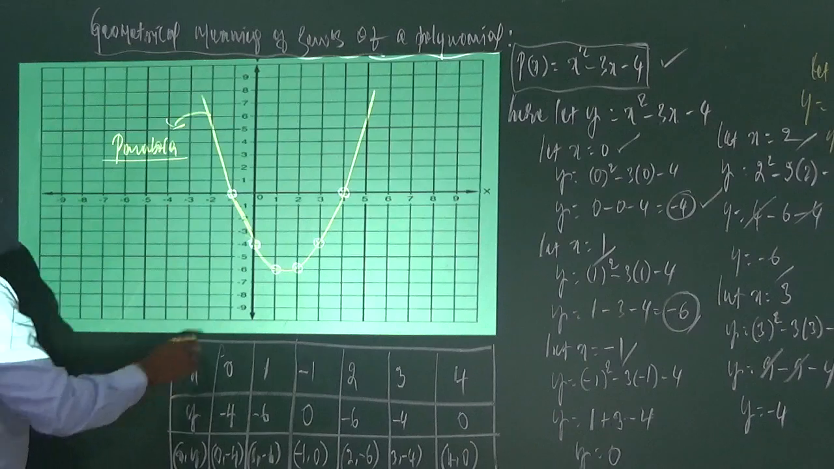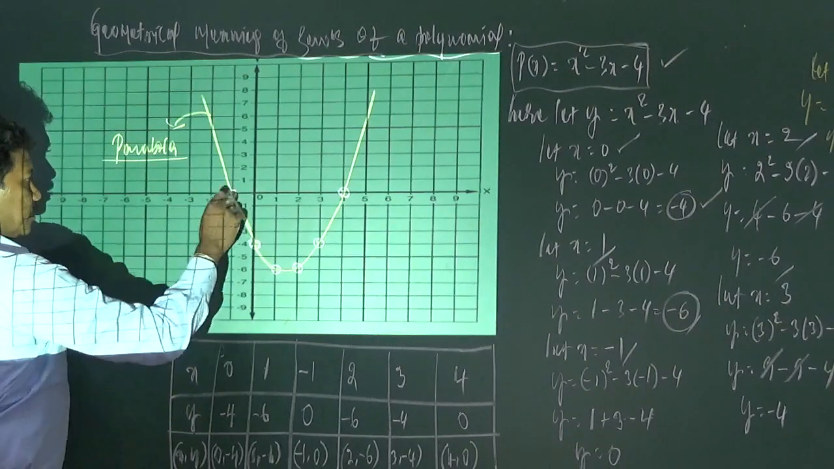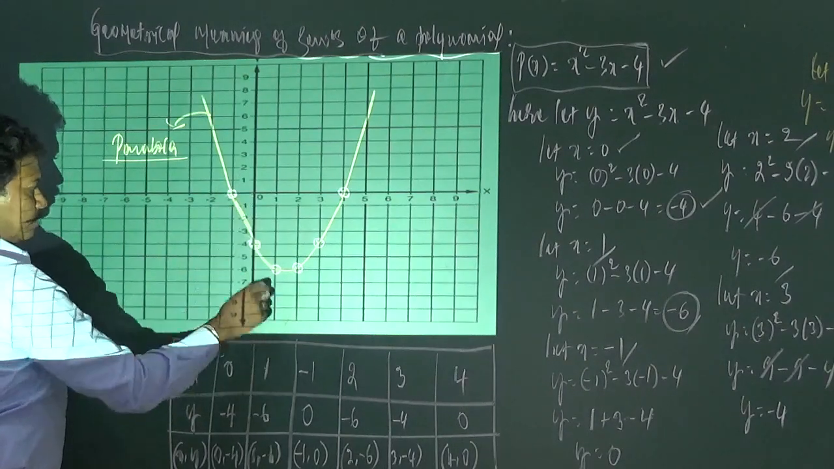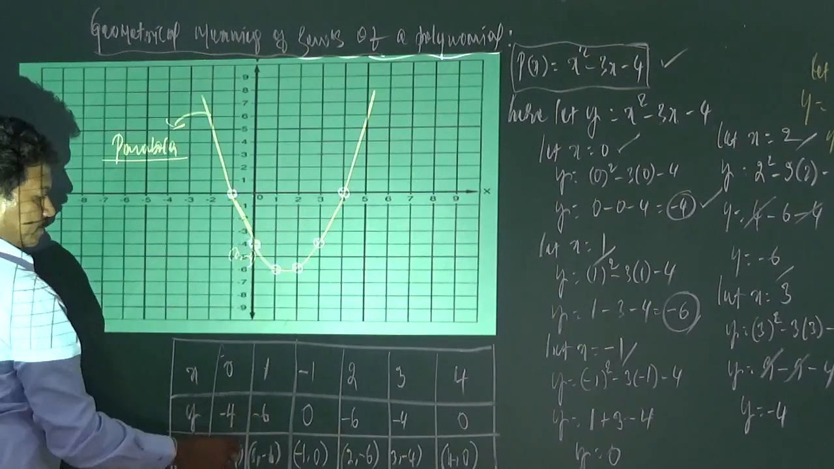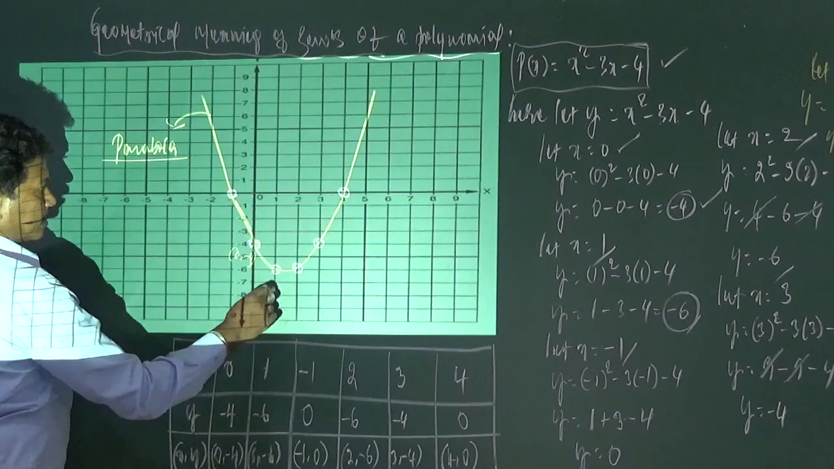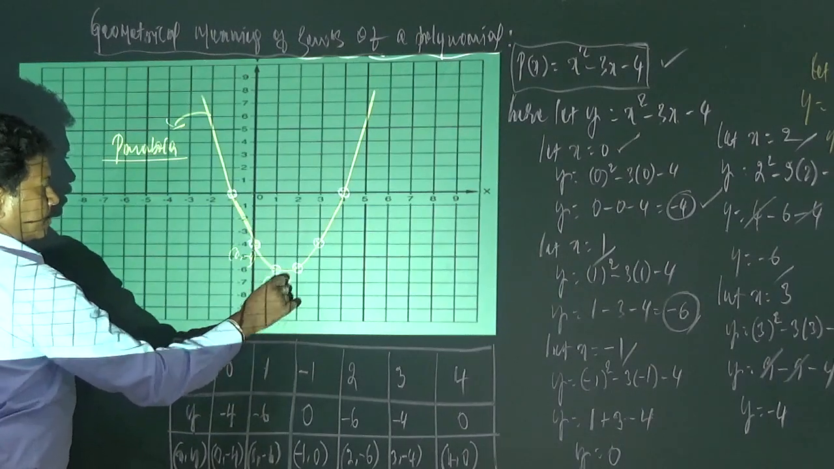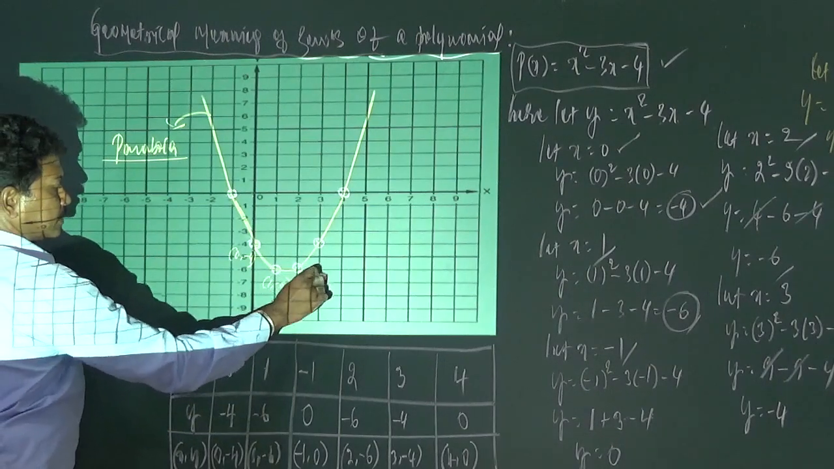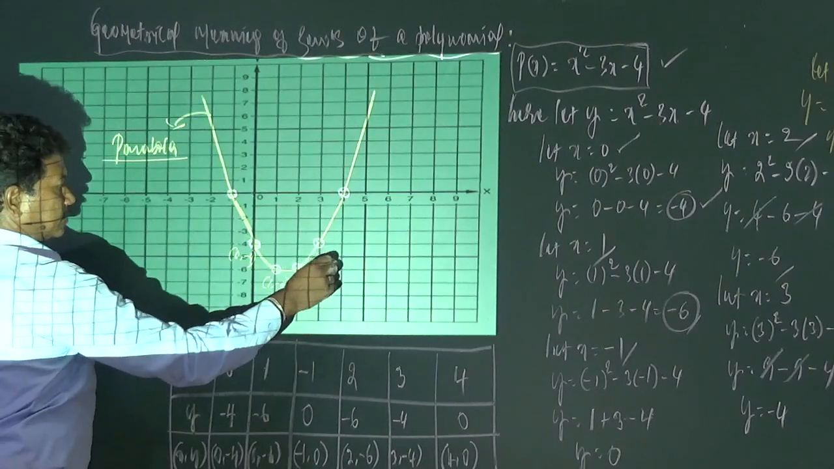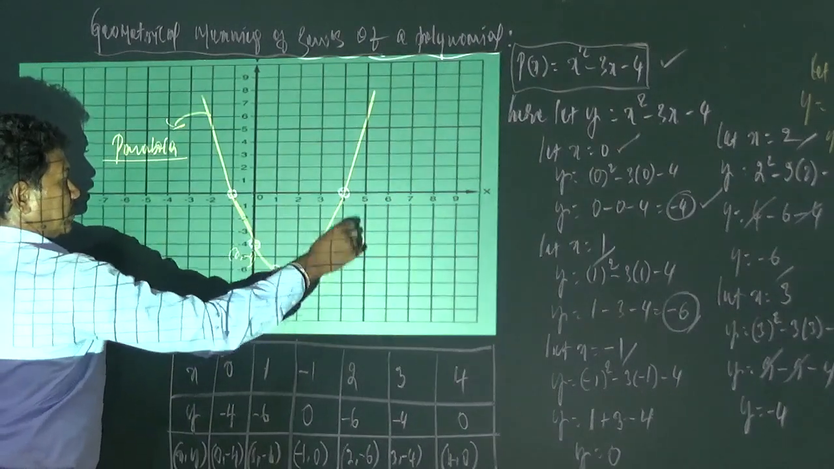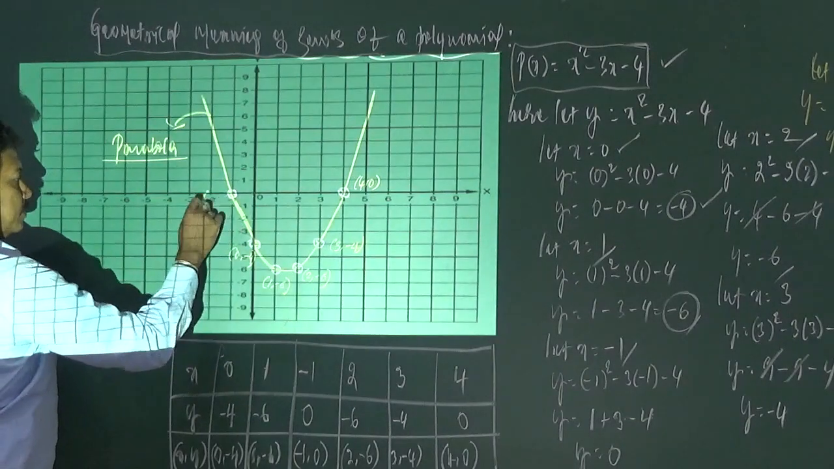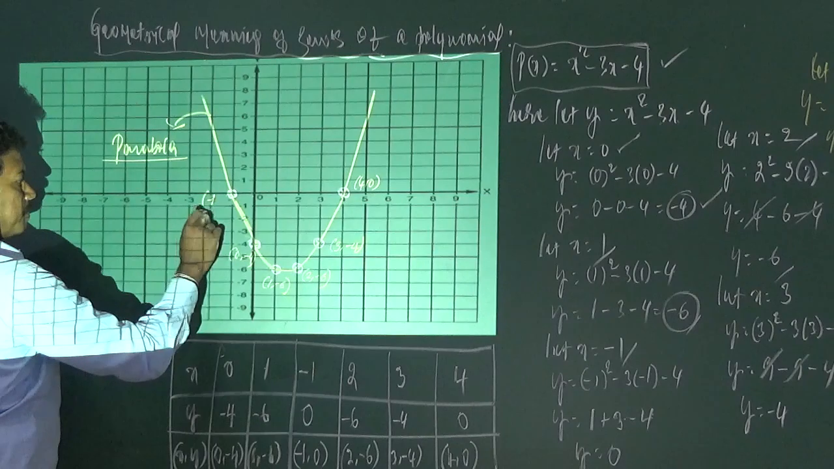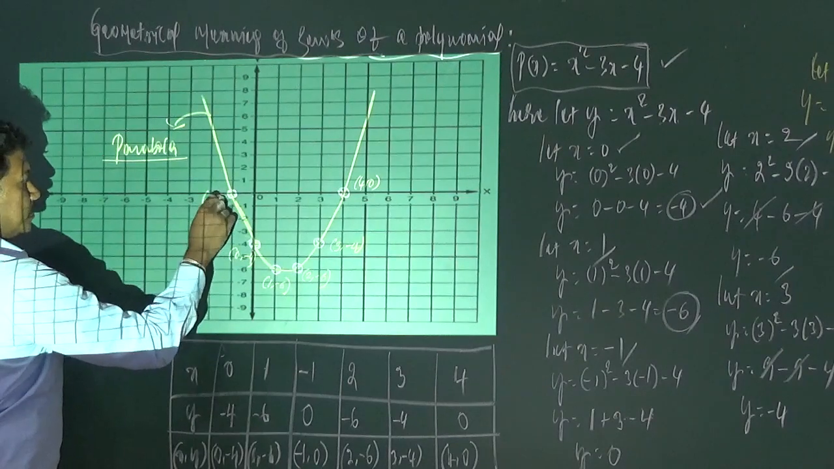Right. So this point is 0 comma minus 4. This point is 1 comma minus 6, and this point is 2 comma minus 6, and this point is 3 comma minus 4, and this point is 4 comma 0, and this point is minus 1 comma 0. Right.